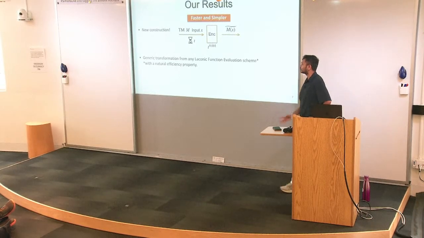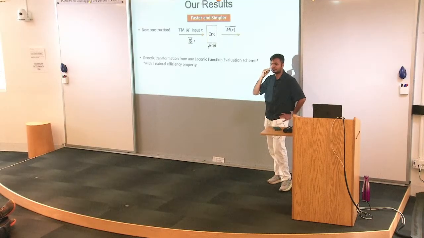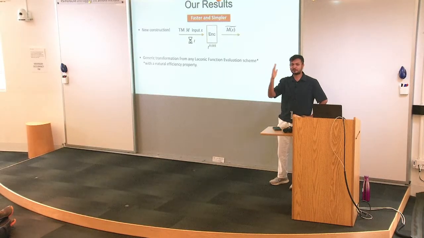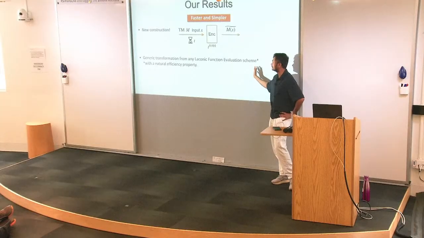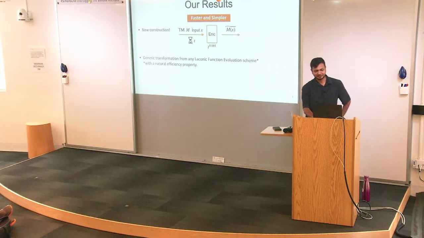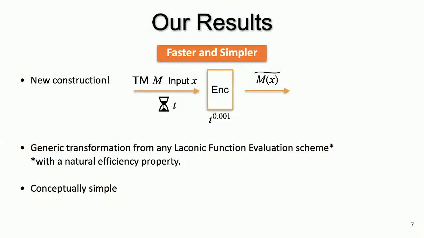We show a generic transformation from any Laconic function evaluation scheme. And there's a caveat here, which I'll explain a little bit later. But Laconic function evaluation is what G built for me. So I'm just going to use him and use this as a black box and show you a simple transformation. And I say it's conceptually simple because there was a prior work which required FHE techniques to do this whole transformation. And we made their blueprint a little bit simpler.